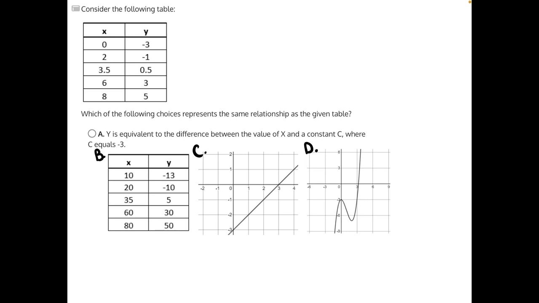Consider the following table. Which of the following choices represents the same relationship as the given table? In this instance, it is going to be easier for us to go ahead and find our y equals mx plus b equation for our original function, because then we can quickly compare it to A, B, C, and we can actually go ahead and just eliminate D, because this is showing a curvy graph, which is not indicative of a linear function.